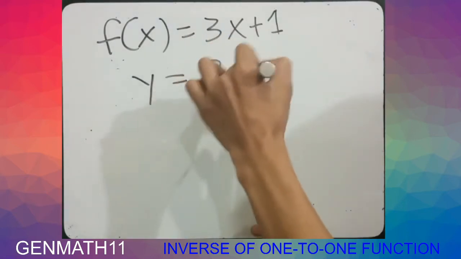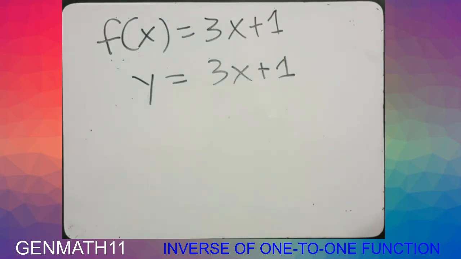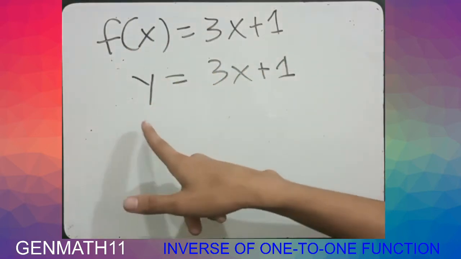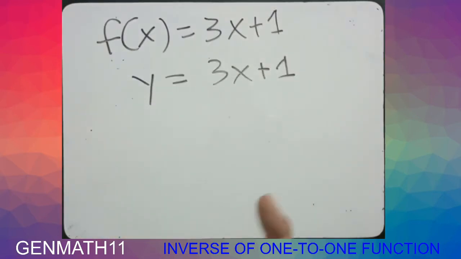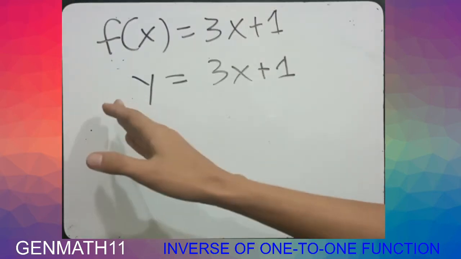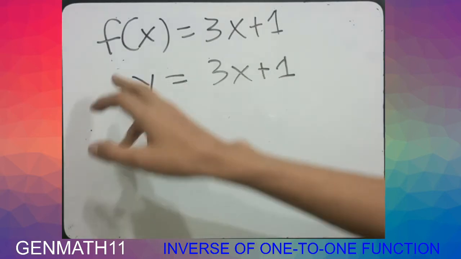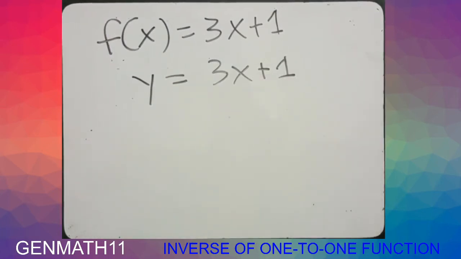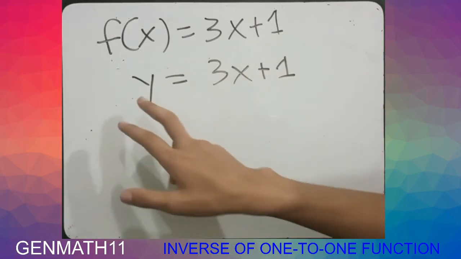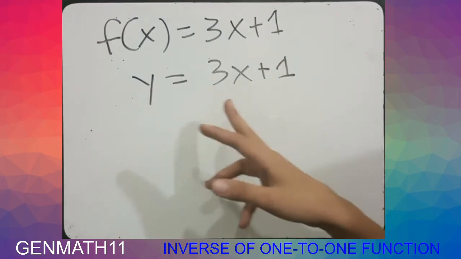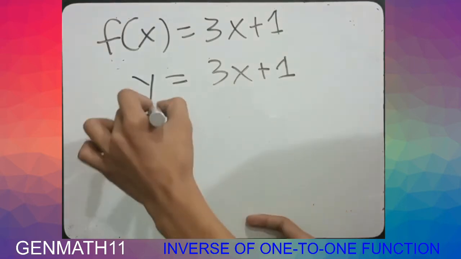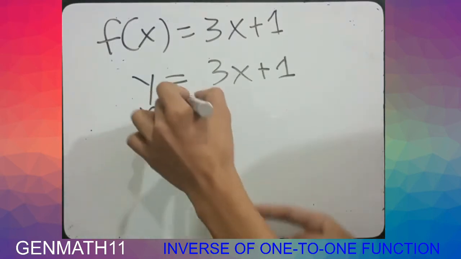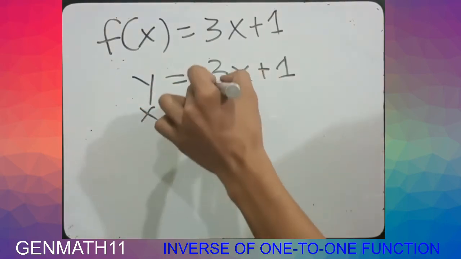Or si f of x, pwede natin i-transfer as y, kasi di ba pwede nating i-represent si function as y. So y equals 3x plus 1. Next is interchange y and x. Ibig sabihin, pagpapalitin daw natin si y at saka si x. So si y magiging x, at si x naman magiging y.